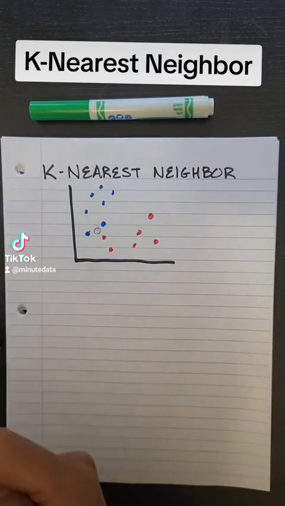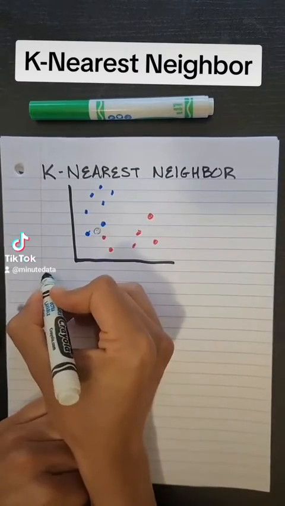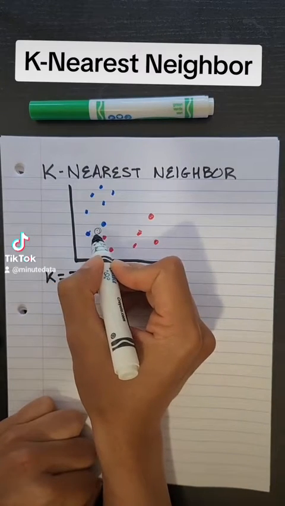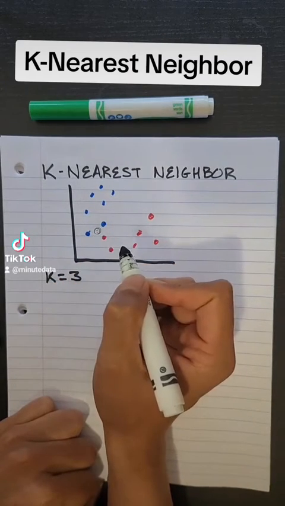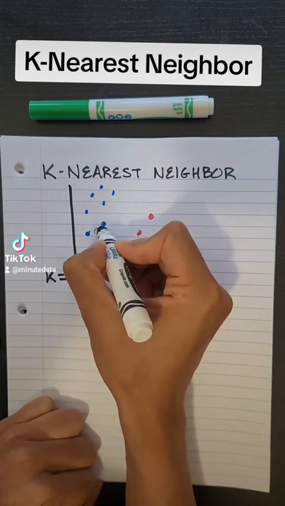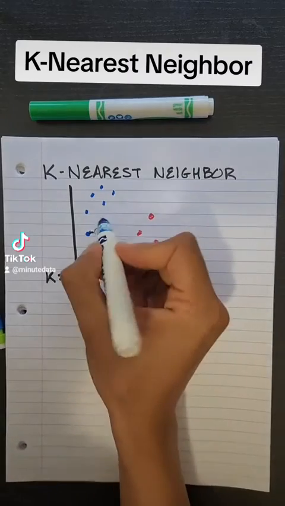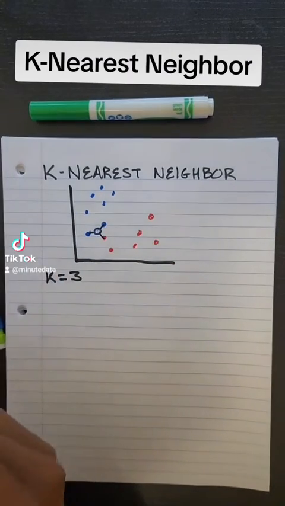So with K nearest neighbor, let's say K is 3, we look at the 3 nearest neighbors, and whatever the majority is, that's what we classify it as. So in this case, the 3 nearest neighbors are this, this, and this. So there are 2 blues, 1 red. We will classify this as blue.